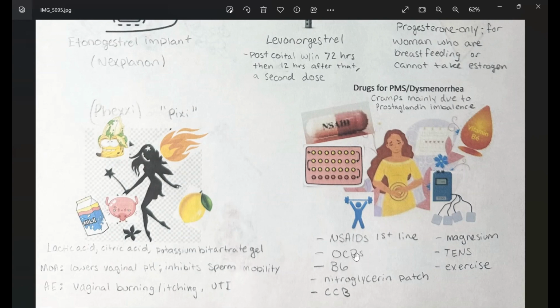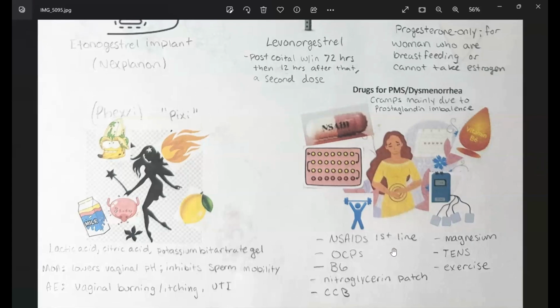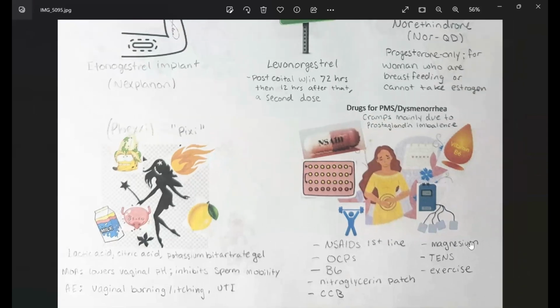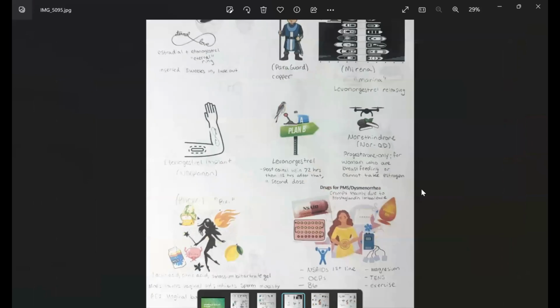And then you can do OCPs if your patient is, of course, wanting to be on an OCP. You can also try B6, nitroglycerin patches, calcium channel blockers, magnesium, a TENS machine, which stands for transcutaneous electrical nerve stimulation, and then exercise. So you can see in the picture, we have NSAIDs, OCPs, B6, exercise, and TENS shown here. I left off the other ones because I ran out of space.